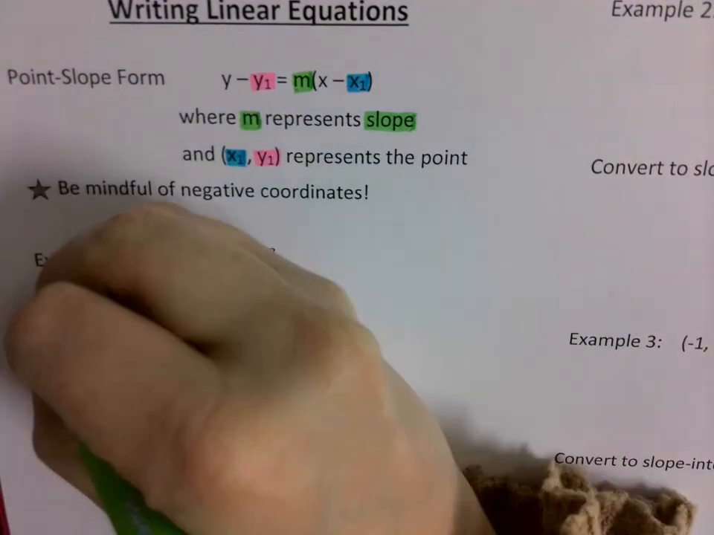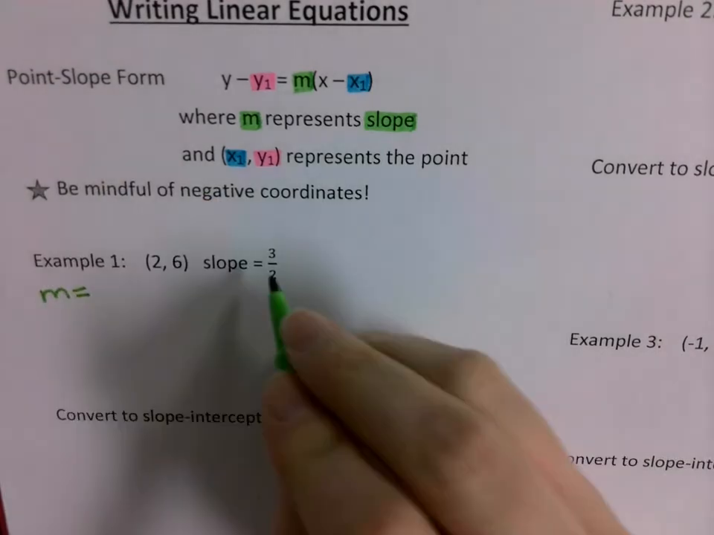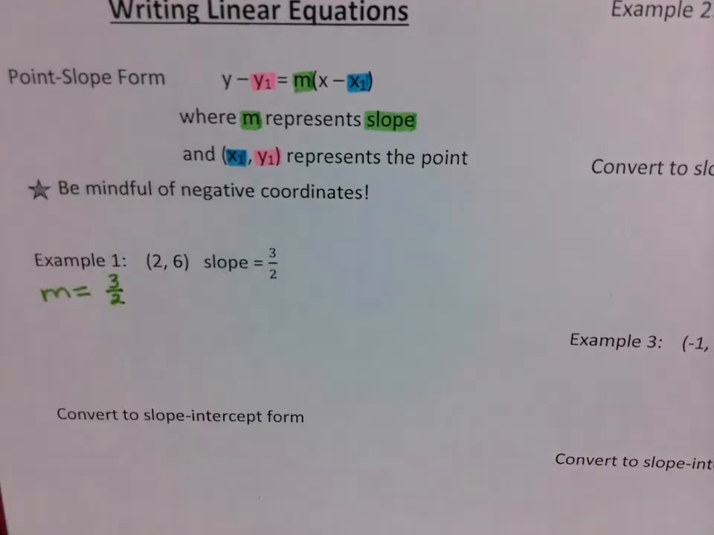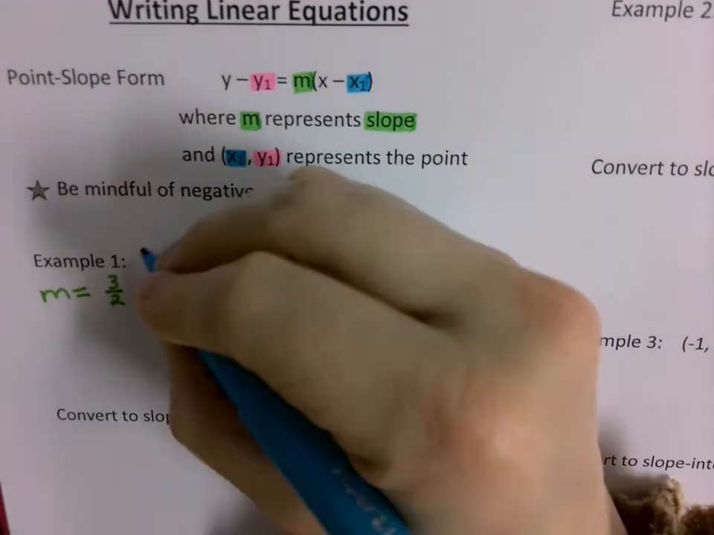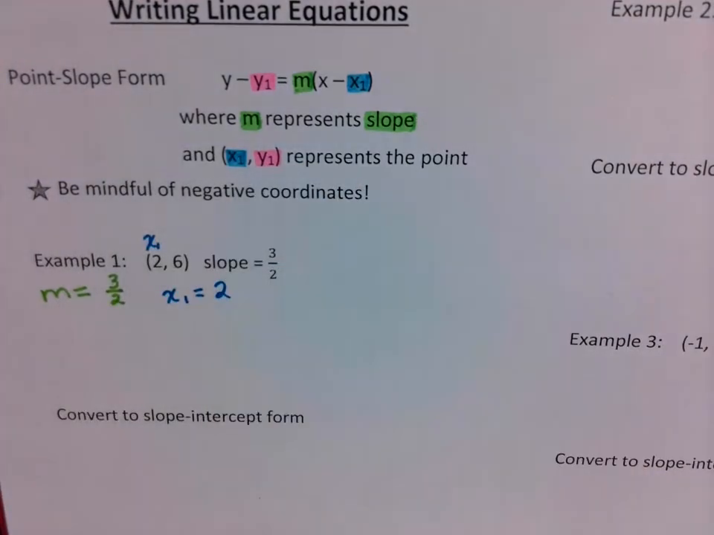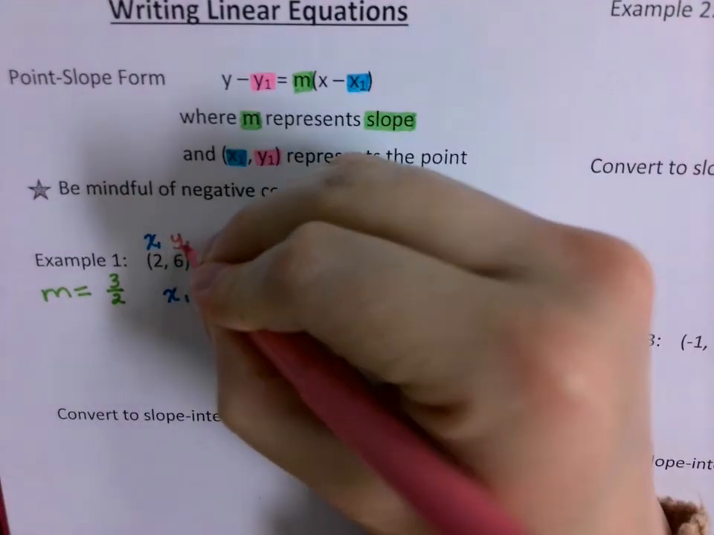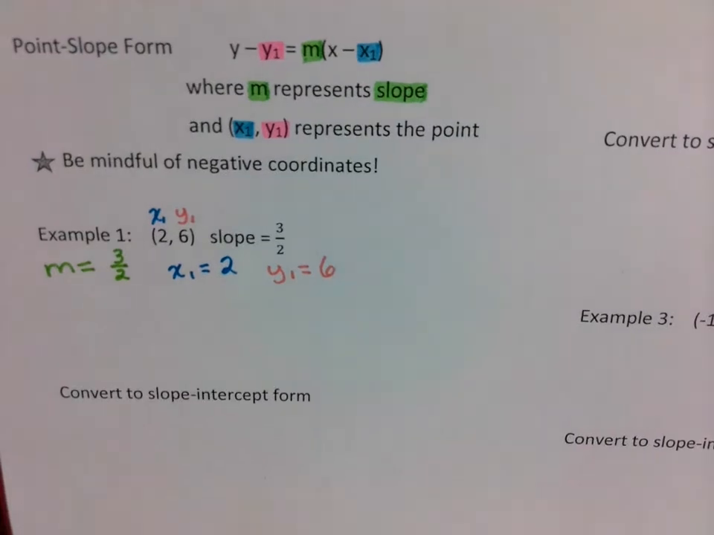My m, again, is my value for the slope, so that's going to be 3/2. My x1 is going to be the x coordinate, which is equal to 2. And my y1 is going to be the y coordinate, which is equal to 6. So these are the values that I'm going to substitute into my equation.